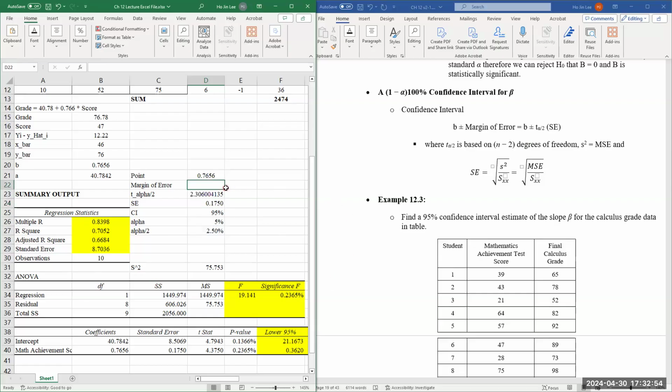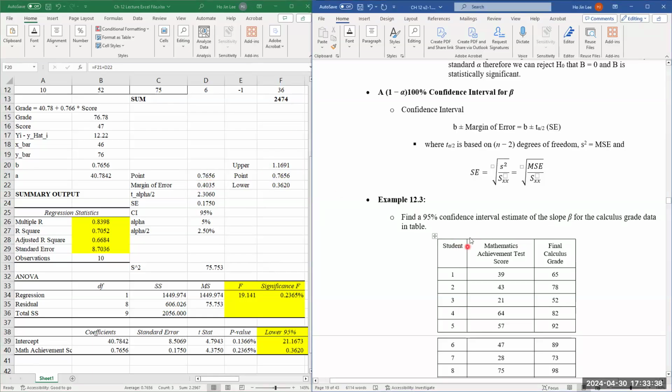So the margin of error is T of half an alpha times the standard error, which is this number. I'll just shrink it because it's really long. Then let's build this. We have a lower point and an upper point. The point is our point estimate, our beta estimate. The lower is point minus the margin of error. The upper is point plus the margin of error.